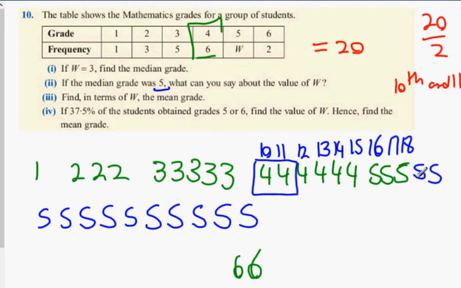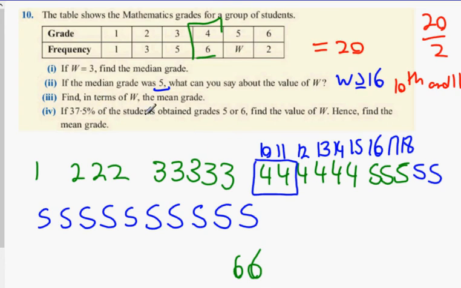Now, the median is the number 5. What does this tell you about the number 5? It means W is a big number. It's a big number that has to be above. How many 5s do I have there? 1, 2, 3, 4, 5, 6, 7. W has to be greater than or equal to 16 to make this happen. Okay?